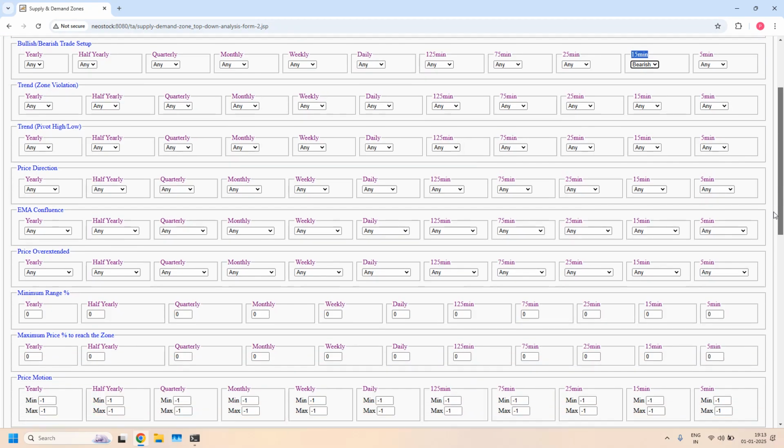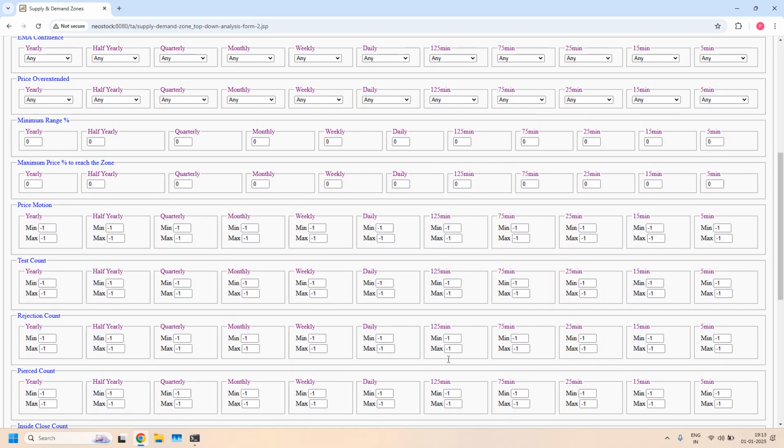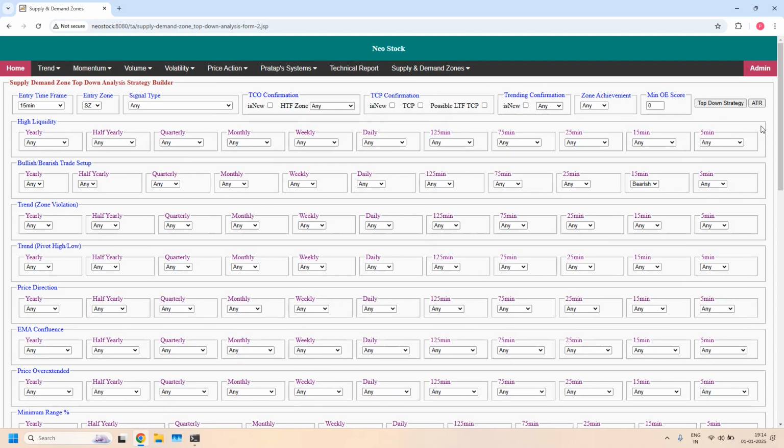This 15 minute supply zone should not be pierced. So in the pierced count parameter at 15 minutes time frame, I am setting minimum value 0, maximum value 0. That means the zone is not pierced, 15 minute supply zones. And zone achievement violated opposing zone. Minimum odd enhancer score 12. All 3 parameters or all 3 filters are applied to the 15 minute supply zone.